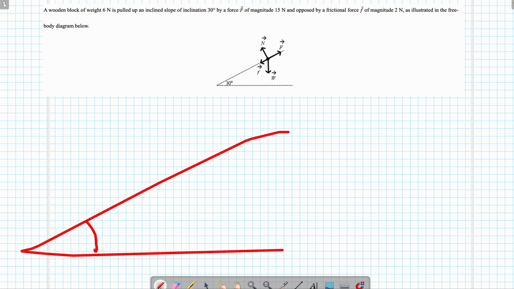So as we know, this is 30. Let's draw the axes in black. I'll make them perpendicular to the surface and along the surface, like this, so we can project easier.